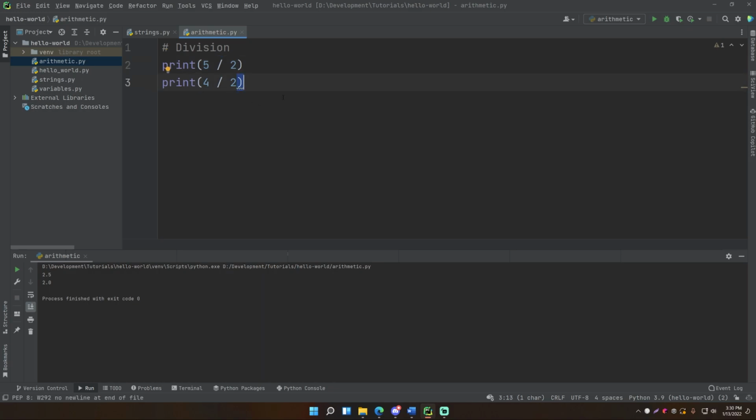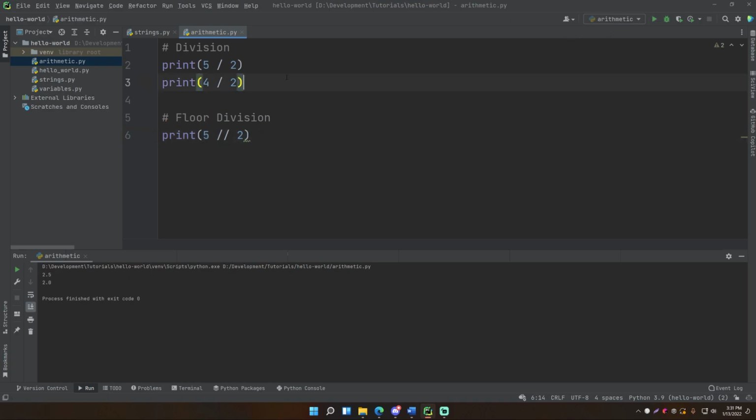So no matter what, even if you have whole numbers, even if the result is a whole number, you will always get a decimal, a floating point number, okay? But if we were to do floor division, the other operator we learned about, similar to division, if you do print 5 // 2, that would be the floor of 5 divided by 2, which means that you're chopping off the decimal points. So the result of that should just be 2.